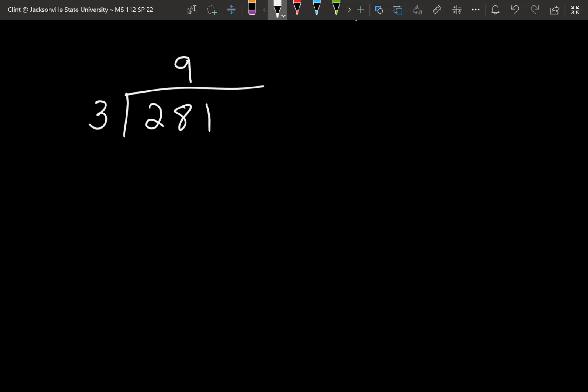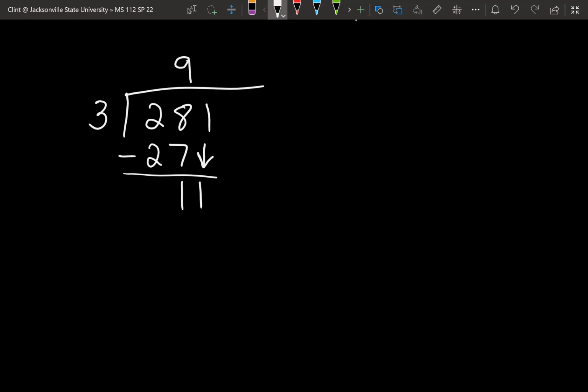And we do 9 times 3. It'll give us 27, so we write that down underneath. And then we want to subtract, so we put our minus sign out there. We subtract, so that gives us 1. And then we bring down our next digit. So we have 11. And then we just do the process over again, except we're looking at how many times 3 will go into 11.